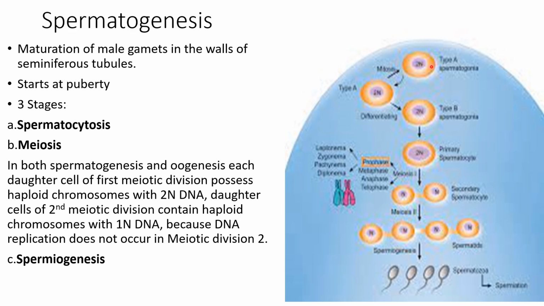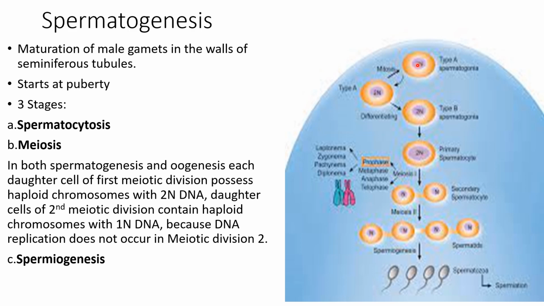Now we will study the process of spermatogenesis. Spermatogenesis is the process of maturation of male gametes in the wall of the seminiferous tubule, and it begins at puberty. There are three stages of spermatogenesis. The first stage is called spermatocytosis. In this stage, mitotic division occurs so that primordial germ cells form numerous germ cells.